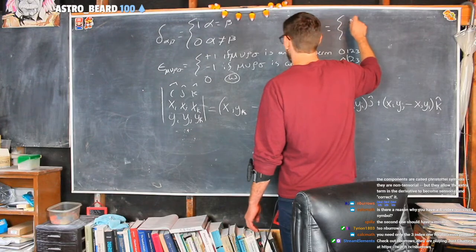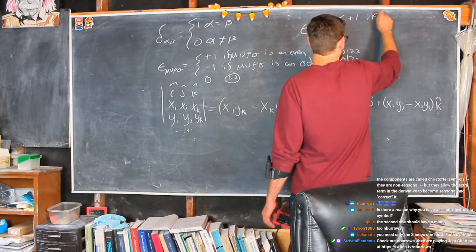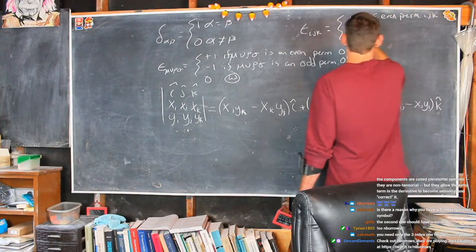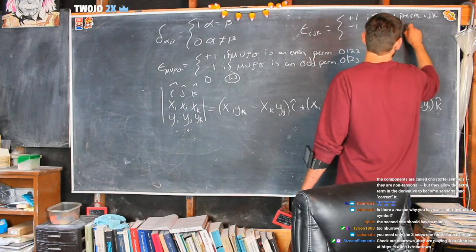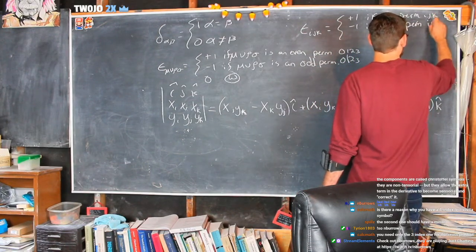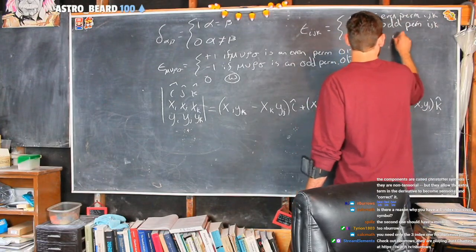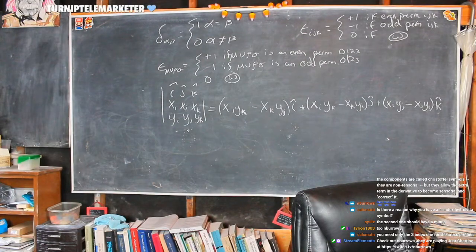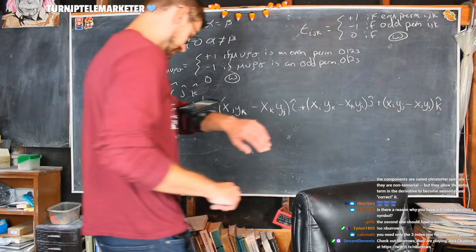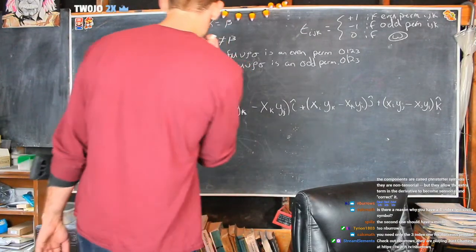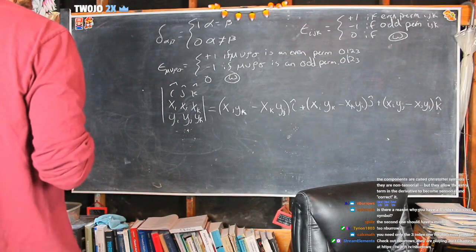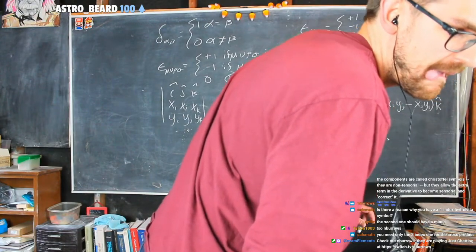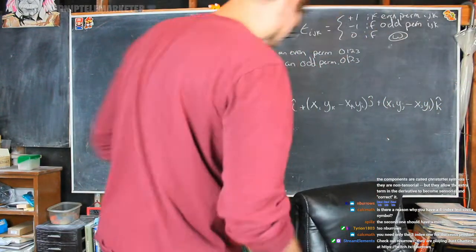Rewrite that, so plus 1 if even permutation of ijk, minus 1 if odd permutation of ijk, and 0 if otherwise. So if any of them match, it's 0. Thank you, Tyrion. The second one should have a minus. Should it? Have I forgotten how to do this? You're right. Man, it's been a long time.